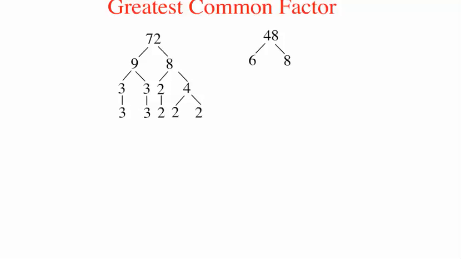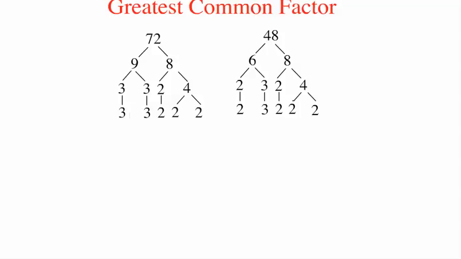Example 2. The greatest common factor of 72 and 48. 72 is 9 times 8, 9 is 3 times 3, 8 is 2 times 4, 4 is 2 times 2, and bring down all the numbers. So we've got all our primes here. 72 is the same as 3 times 3 times 2 times 2 times 2. 48 is 6 times 8, 6 is 2 times 3, 8 is 2 times 4, and then 4 is 2 times 2. Bring everything else down.